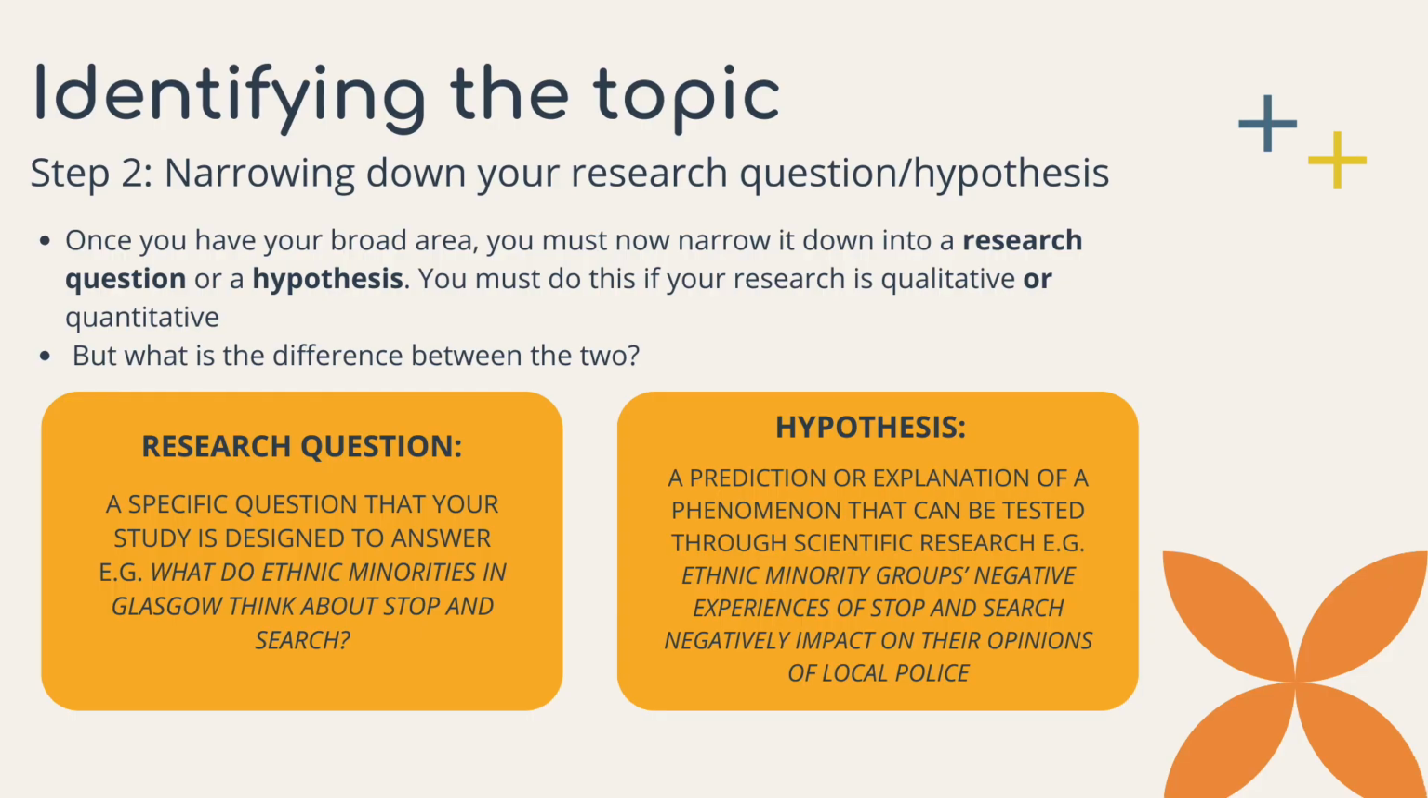On the other hand, a hypothesis is a prediction or explanation of a phenomenon that can be tested through scientific research. Generally, it is an educated guess based on previous knowledge and observations. It guides the research process to help researchers design a study that tests the validity of the hypothesis. An example of a hypothesis would be ethnic minority groups' negative experiences with stop and search negatively impact on their opinions of local police.